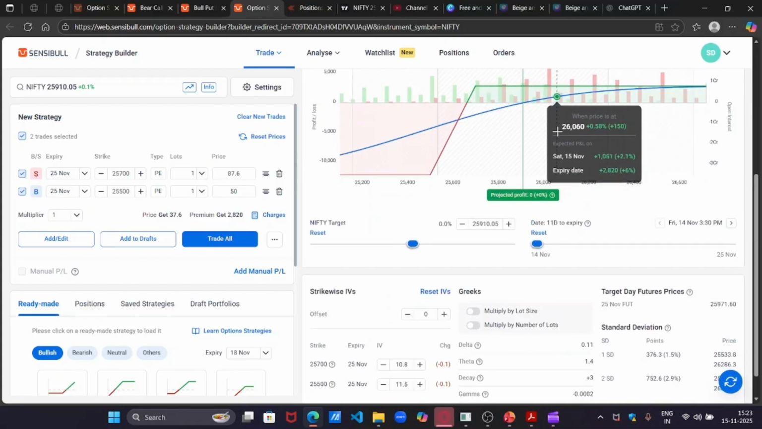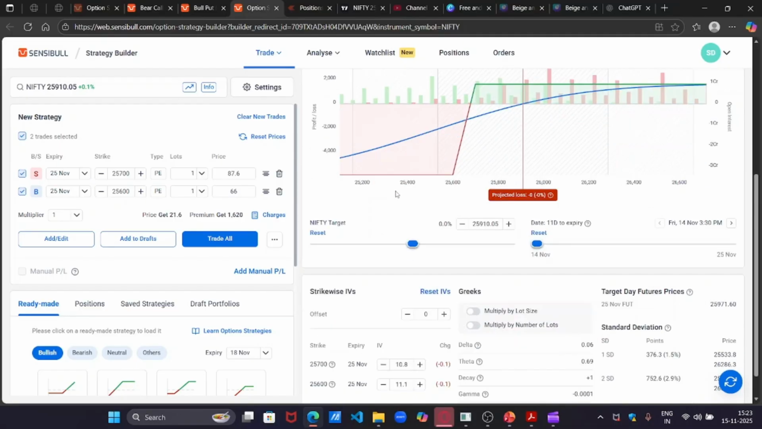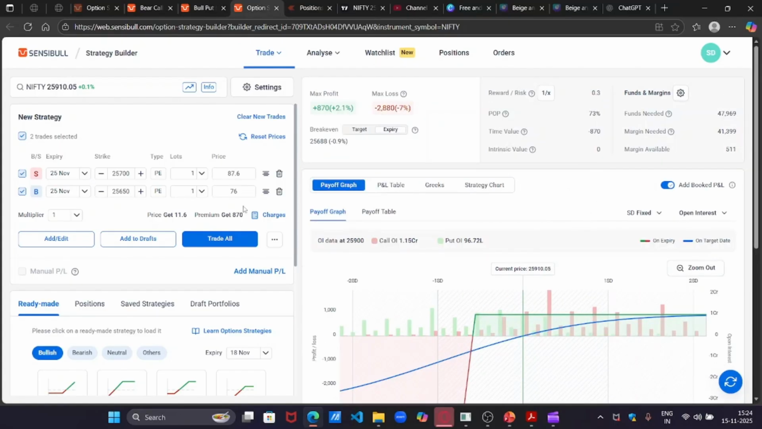So that's how you can create credit spreads for both bearish and bullish points of view. You can change these strike prices, play around. If you want to have less risk, you can keep a difference of 100 points. So if you see here, 13% loss only. You can keep a difference of 5 points if you are not expecting much profit. So here you will get only 870 rupees, which is like 2% of your capital, which is a very good return, 2% in 10 days, right? And probability of profit is 73%, which is a good probability of profit, right?